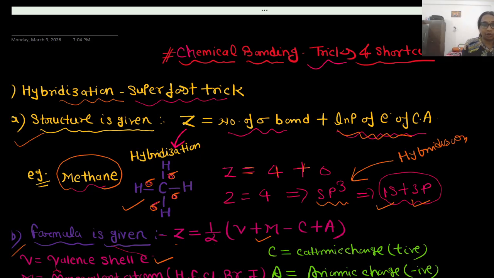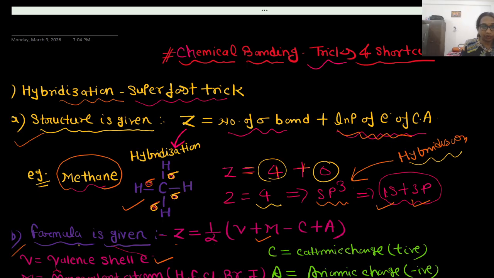We have an example, the methane molecule. Methane has this type of structure, that is, 4 hydrogens attached with a carbon atom. Carbon is the central atom, and that means the presence of 4 sigma bonds in this structure. Put this value in the formula: 4. Carbon has no lone pair of electrons, so put 0 and calculate the value of Z. We will get 4. That means sp3 hybridization. sp3 hybridization means the participation of one s orbital and three p orbitals. That means the type of hybridization is sp3 in the methane molecule.